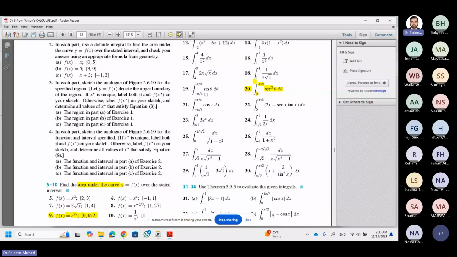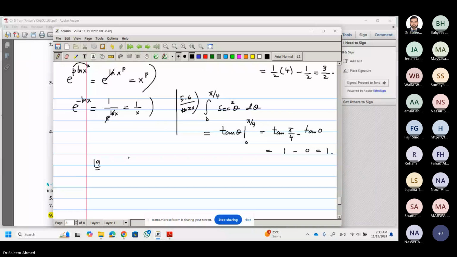19th problem, let's say sine theta from minus pi by 2 to pi by 2. Sine theta is somewhere negative, somewhere positive. You see, the answer will become 0. But I don't care. The integral of sine theta is minus cos theta, from minus pi by 2 to pi by 2. Because it's not a question about the area. It is a question about the integration.